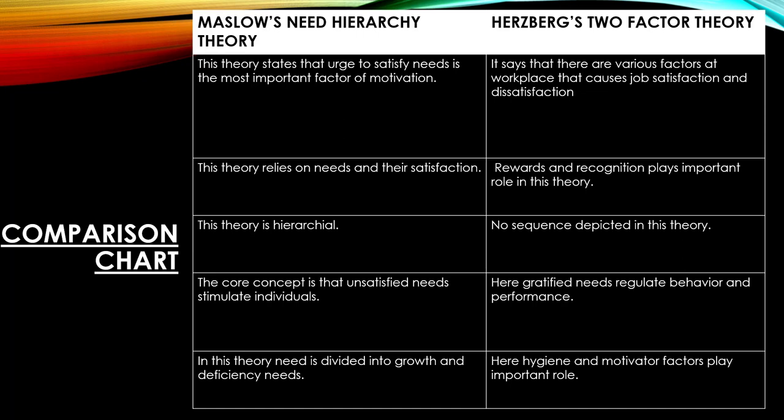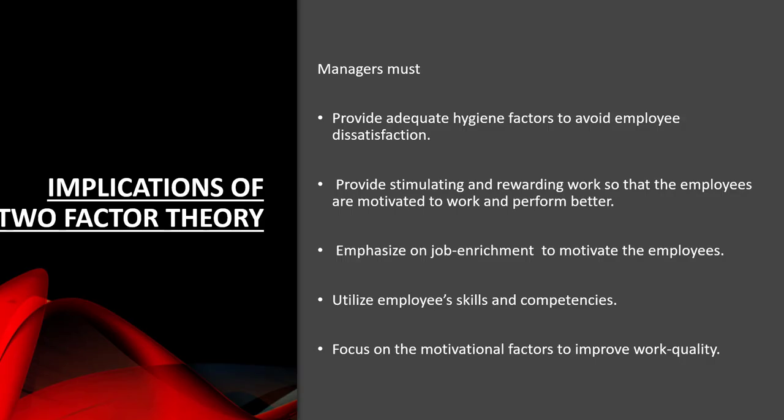There are five levels of needs, whereas in Herzberg's two-factor theory, there is no sequence depicted. The core concept in Maslow's need hierarchy theory is that unsatisfied needs stimulate individuals, whereas in Herzberg's two-factor theory, gratified needs regulate behavior and performance. In Maslow's need hierarchy theory, needs are divided into growth and deficiency needs. And in Herzberg's two-factor theory, it's the hygiene and motivation factors that play the important role. Now, the implications of two-factor theory.